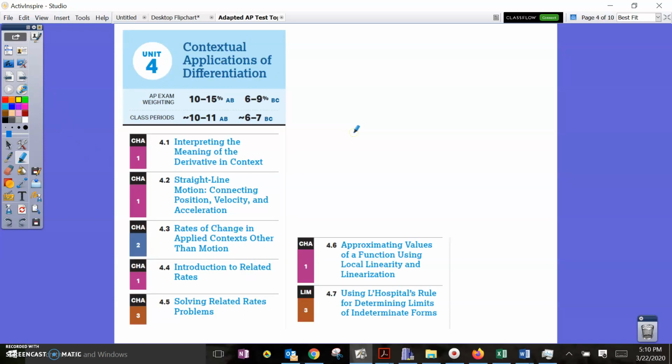Unit 4, applications of differentiation in context. Again, this entire unit, as written in the College Board's outline, appears intact on this year's AP exam. So we've got different ways to apply the derivative: related rates, linearization and local linearity, L'Hopital's rule. All fall into this unit on their guidelines, and those are all things that you could see on your upcoming exam.